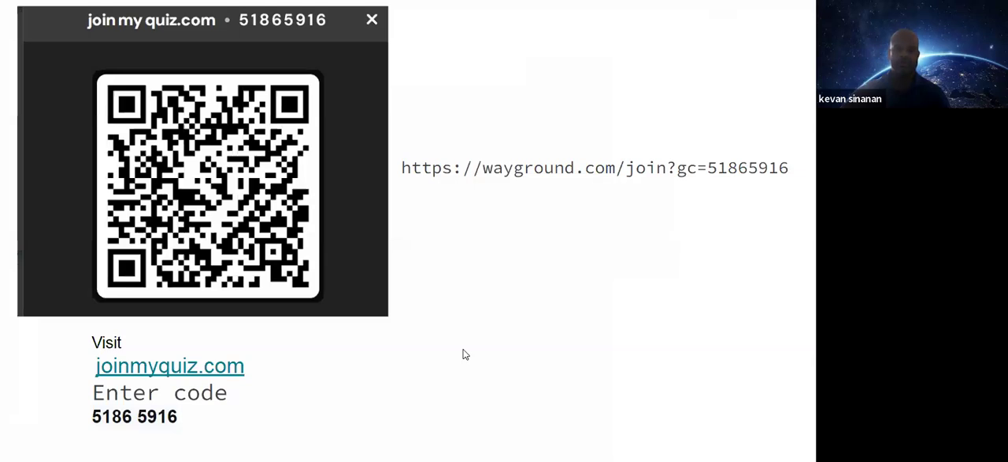Okay, so I have one more quiz for you all. One more quiz before we move on to the next topic. You can use this QR code, and the code to enter is 51865916. Now, this next one is a little tricky.